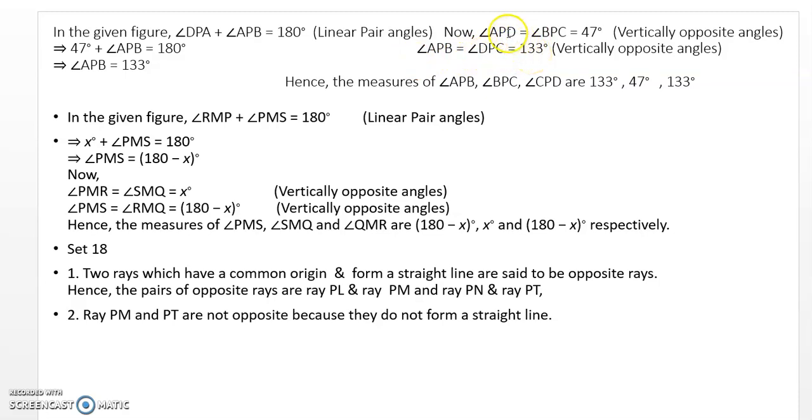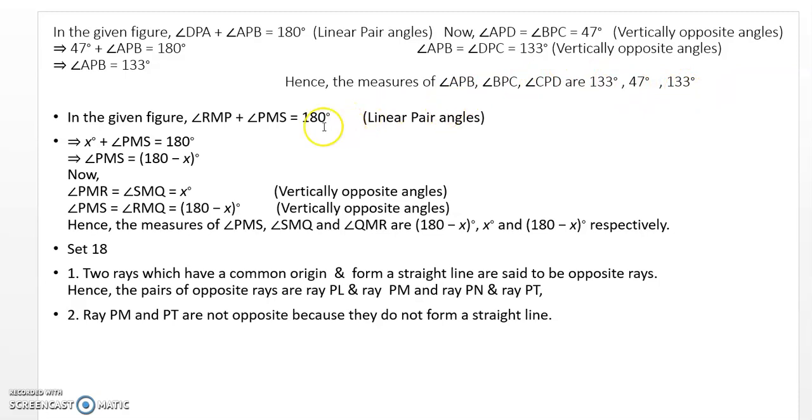And one more thing: APD and BPC are also equal because they are vertically opposite angles. So the measure of APB is 133 degrees, BPC is 47 degrees, and CPD is equal to 133 degrees.